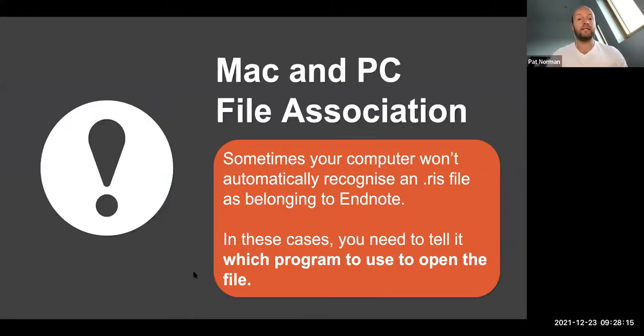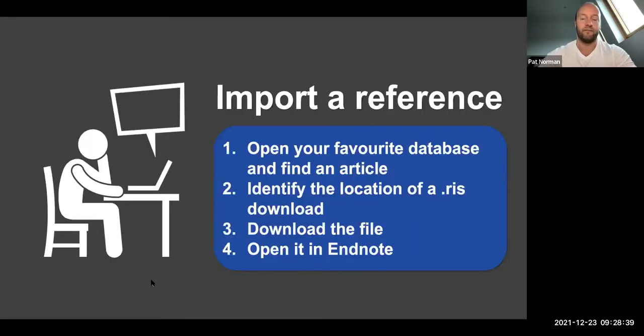Now, sometimes you'll run into the issue with both Macs and PCs where the file association won't be set on your computer. So your computer won't automatically understand that RIS files belong to Endnote. In those cases, you just need to tell it which program to use to open it. In our Endnote subject guide, we've got a guide to doing that on a Mac and a guide to doing it on a PC. But generally, it's just a matter of right-clicking it and saying open with, and then telling it to do that regularly, open the same thing.